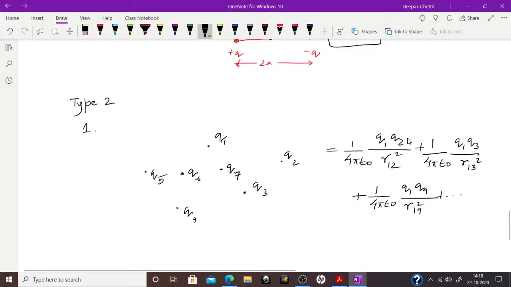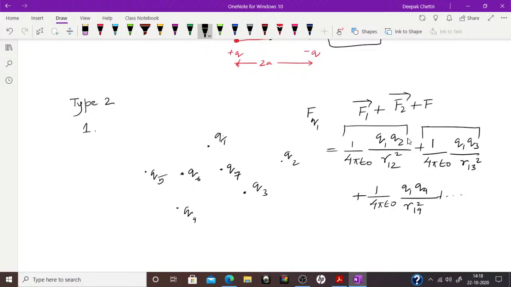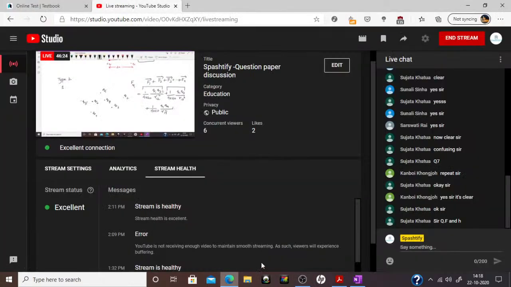Understand? So let us say this force is F1, then the force on q1 will be F1 vector plus, let us say this is F2, F2 vector plus F3 vector and so on. You have to look at the directions also. It's not like you'll find one number here, add them and get the answer. Is it clear? If they are in opposite directions, you have to subtract. If they are in the same direction, you have to add. Is it clear? This is the principle of superposition.